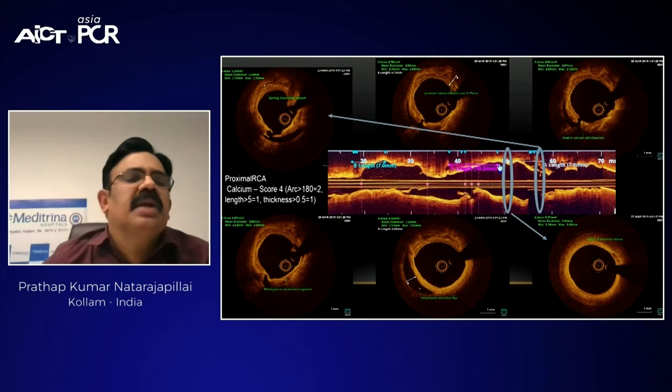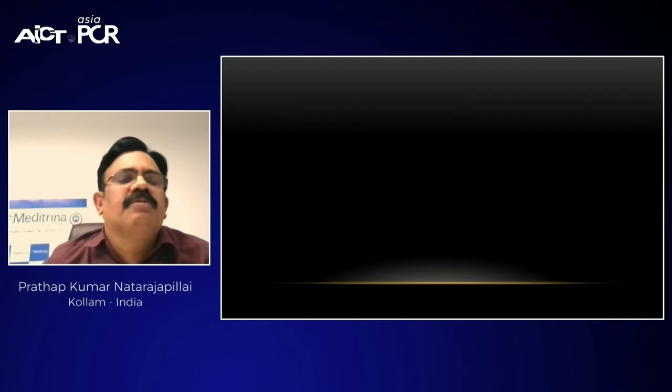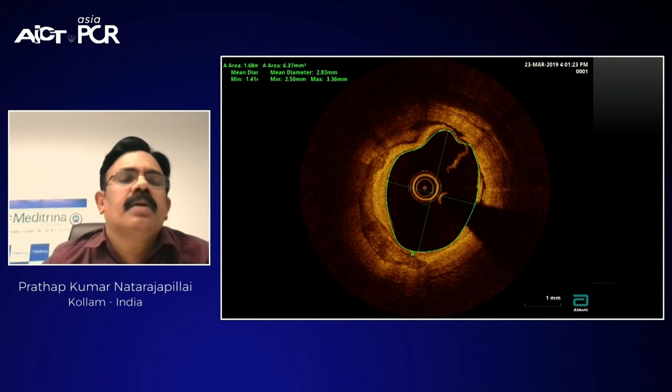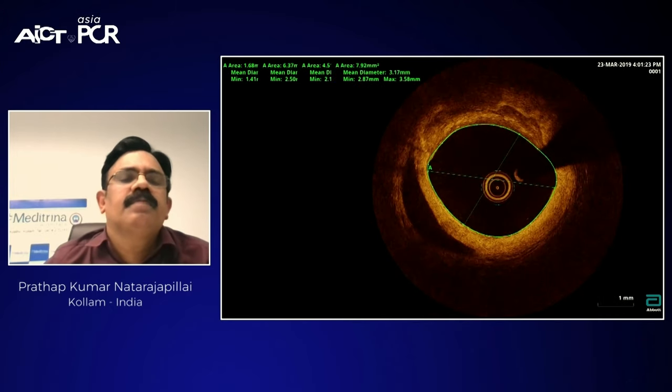We can see the proximal RCA calcium score was 4, with more than an arc of 180 and a length of more than 0.5 millimeters. You can see the significant calcium there throughout. I can see even the exit dissection. You can see the entry dissection. You can see there is a hematoma also inside.